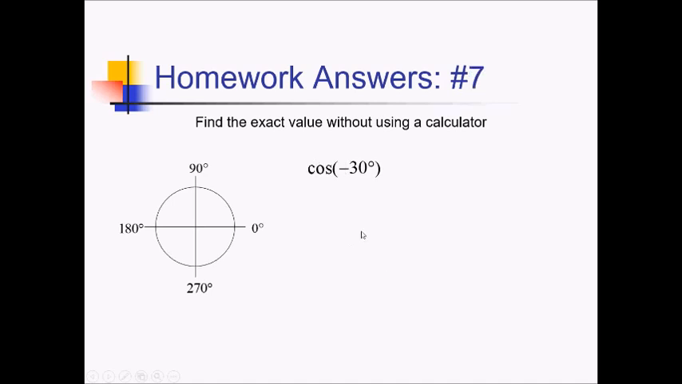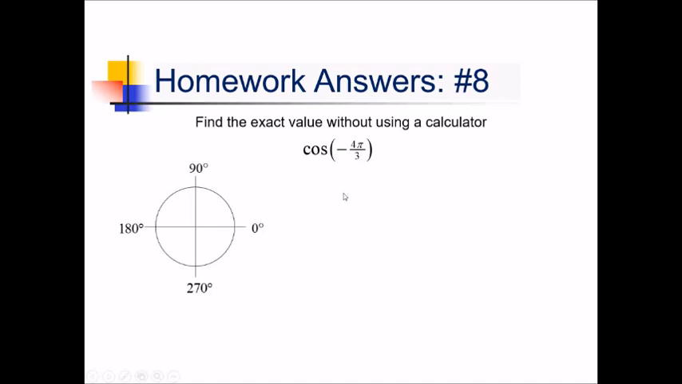On this problem, we're trying to figure out the cosine of negative 30. So that's down here in quadrant 4. As a reference angle, we are 30 degrees away from the closest x-axis angle. And then cosine itself, the x value of the angle, that is positive to the right of the y-axis here. So I can rewrite this as positive cosine of 30, which is one of our special values. That's going to be radical 3 over 2.